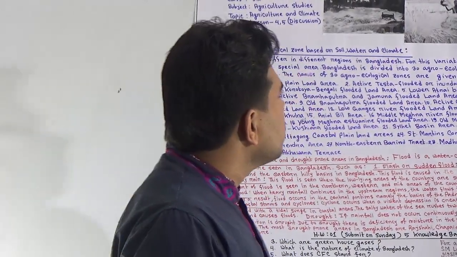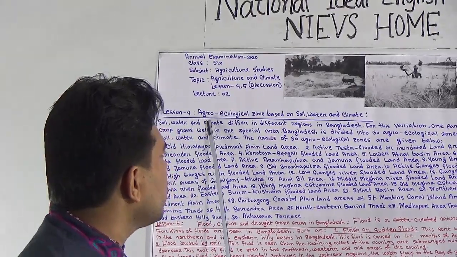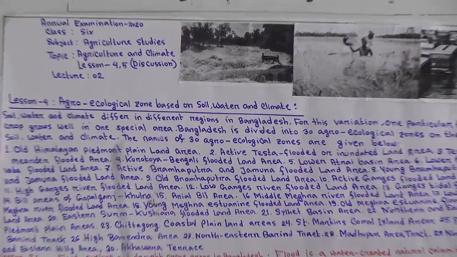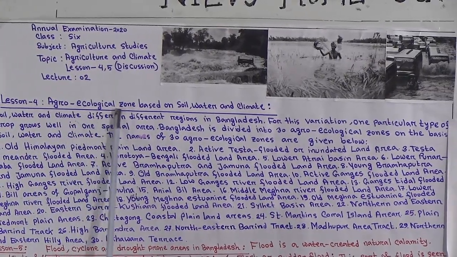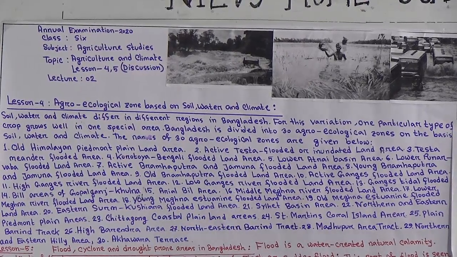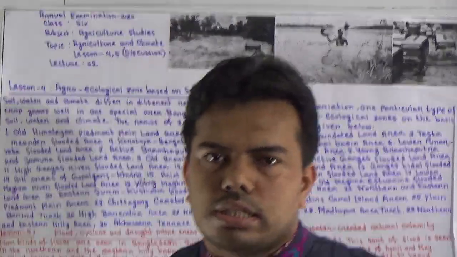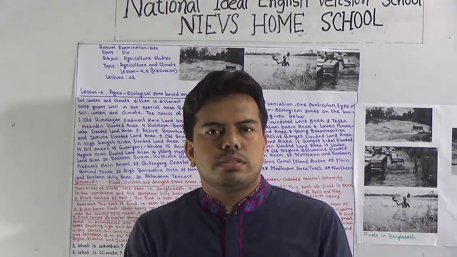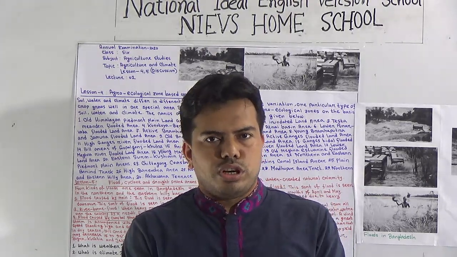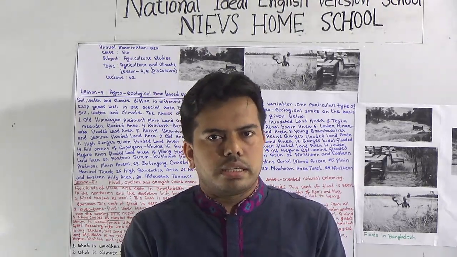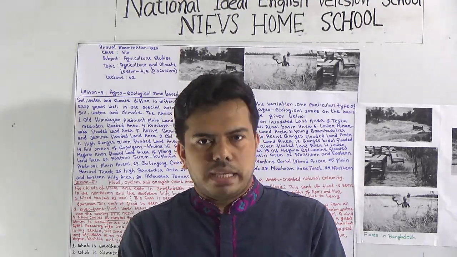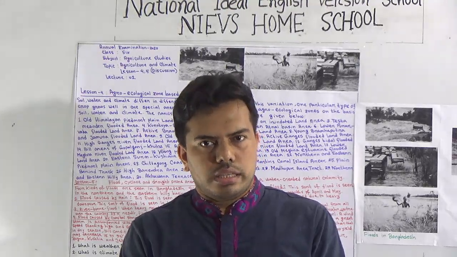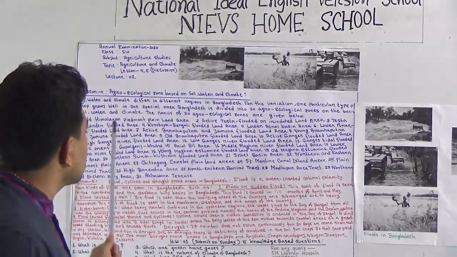Okay, here first of all you can see in lesson 4 it has been discussed about agro-ecological zone based on soil, water and climate. Basically soil, water and climate differ in different regions of Bangladesh. And for this variation, special kind of crop grows in a special area. And on the basis of this variation, agro-ecological zone has been divided into 30 areas. Let's see the 30 areas.